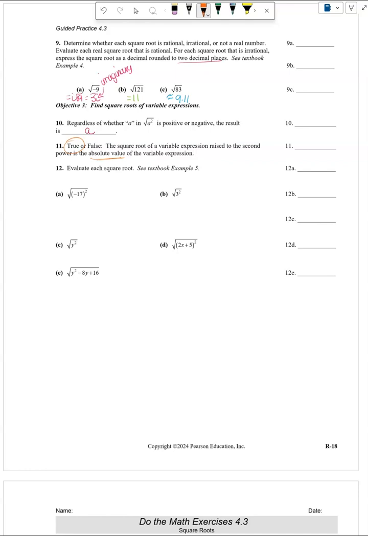So with that said, let's answer the following. Evaluate each square root. So if we have the square root of -17 squared, our answer is going to be a positive, right? Absolute value. So it's going to be 17. The square root of 3 squared is going to be positive, which is 3.